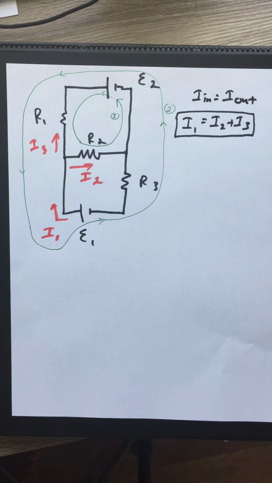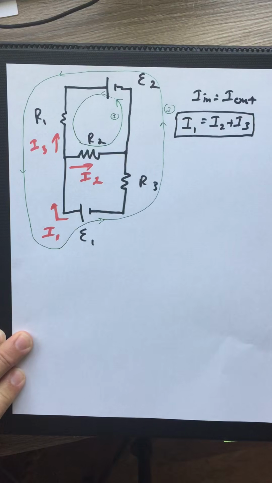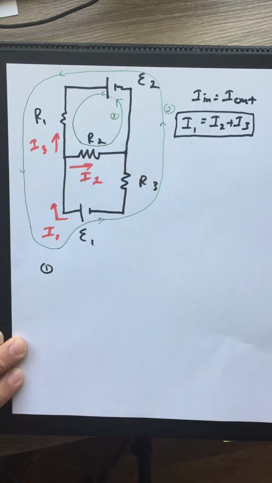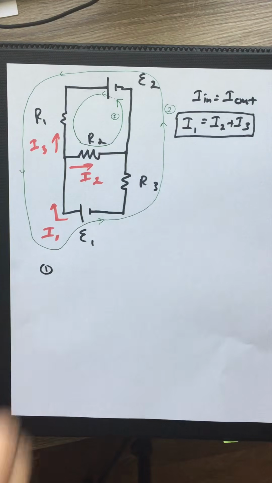So now I turn to my loop rule. My loop rule says that the sum of the voltage drops around every closed loop will end up being 0. So I've got 2 loops. I'm going to get 2 equations out of this. I'll circle this 1 to remind you that it's for loop 1. Loop 1, I said I'm going to start here. It doesn't matter where you start as long as you finish where you started.